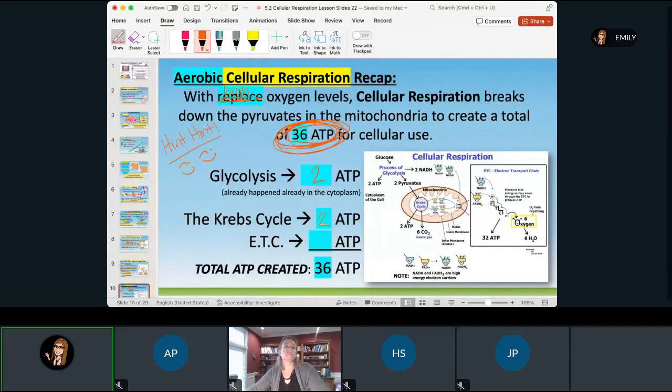Now, how many does my overachiever electron transport chain make? Good, 32. And 32 plus 2 plus 2 is a total of 36 ATP, which, if you couldn't tell, is super important.